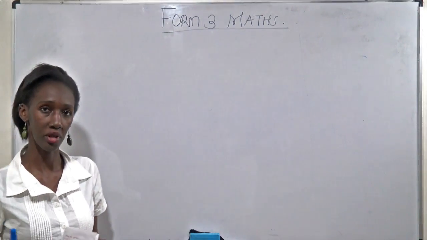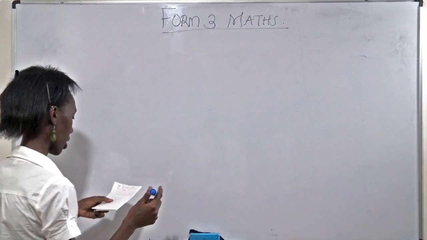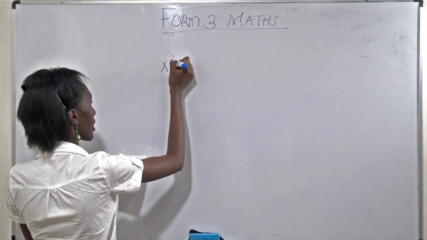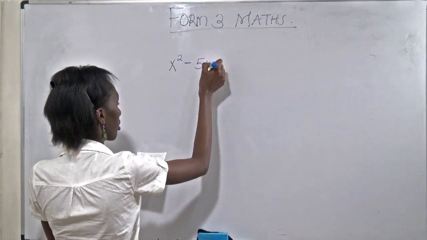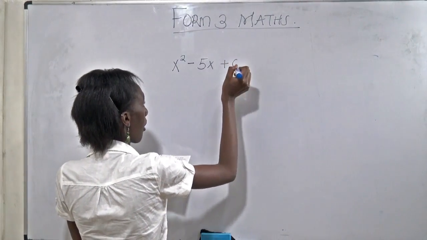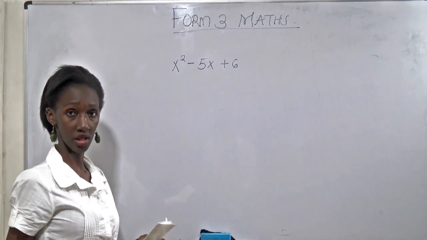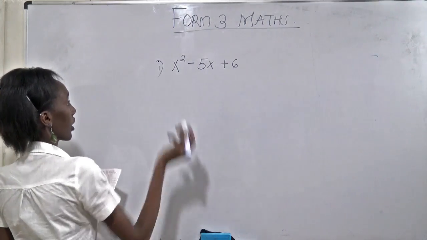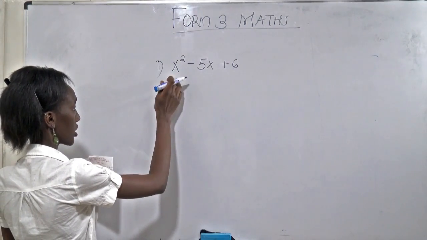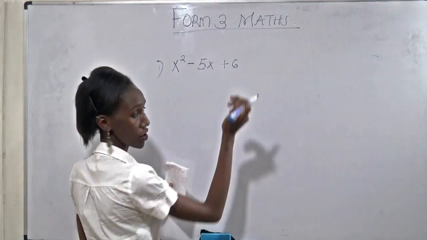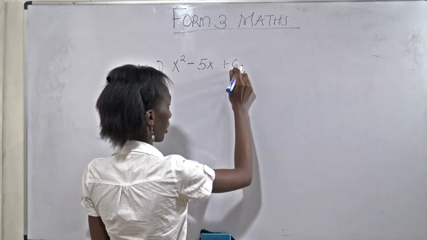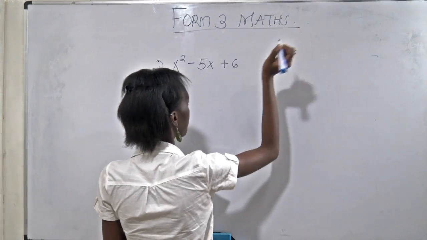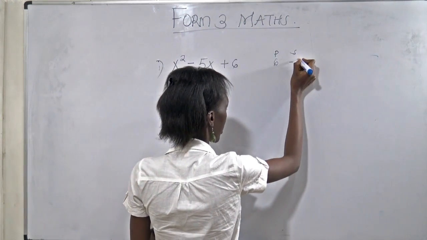Let's start by doing our previous assignment. Assignment question number 1, you are supposed to factorize x squared minus 5x plus 6. We're going to be very brief on this because this is just a recap of what we did. In this case our coefficient of x squared is 1. So all we have to do is look at the two numbers which, if I multiply, I will get 6. So this is the product. And the sum, if I add, I'm going to get -5.